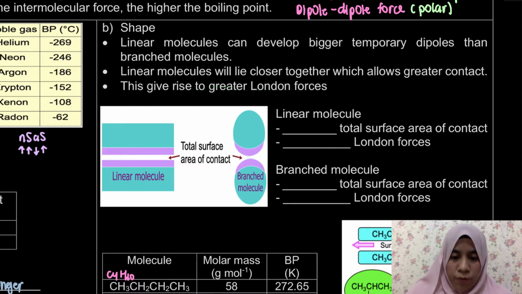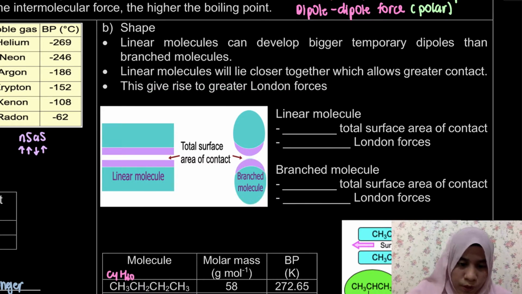Okay, if we compare for the case of branch molecule, yang area of contact tu, we're going to look at, contohnya yang ni lah, area of contact ni. For linear molecule, we have quite a lot if compared to yang kalau branch molecule yang kecil yang ini sahaja.